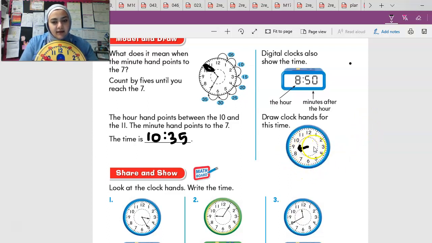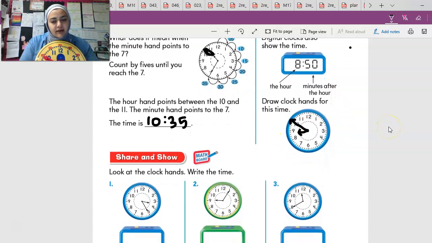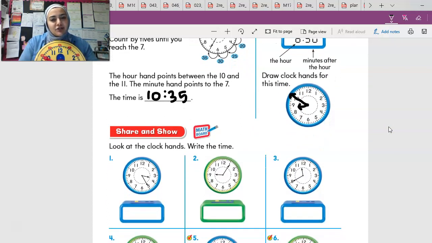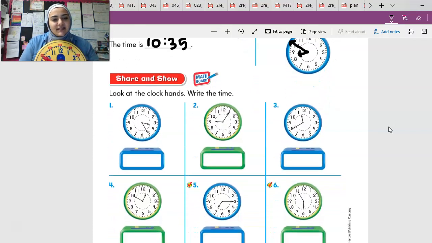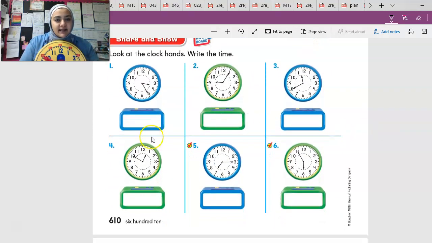Look at the clock hands. Write the times. So here we have 3, and this is 20, and this is 25. Miss Yusuf, how do you know it's the hour of 3? Because it's not exactly on the 4, it's not exactly on the 3, it's between the two. So remember, I always told you to look at the hour before. So it's 3, and then the minute hand is easy, that's on the 5. Remember, this is 5, 10, 15, 20, 25. So the 5 would be 25 minutes. So it's 3:25. All right, moving on.